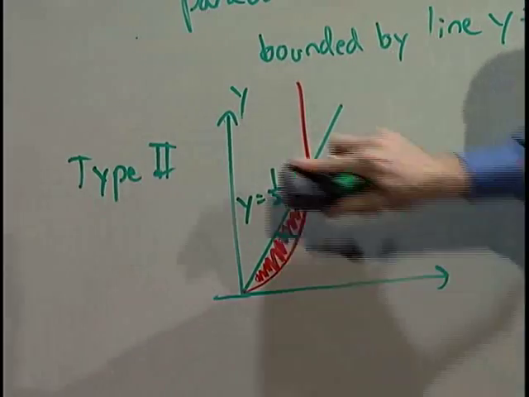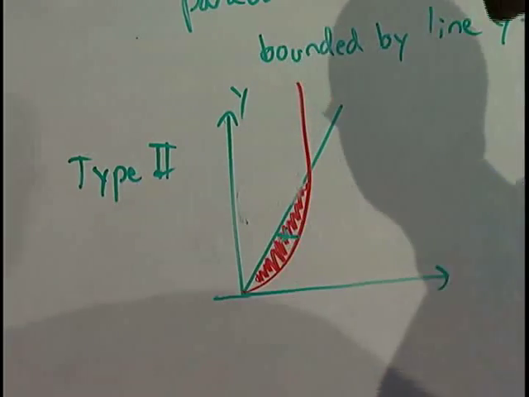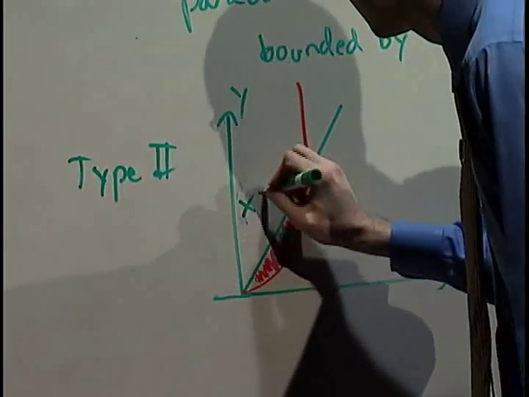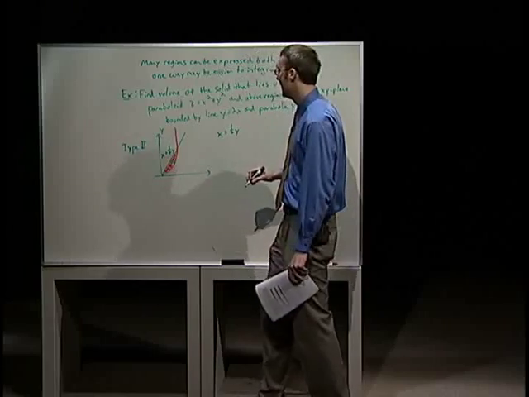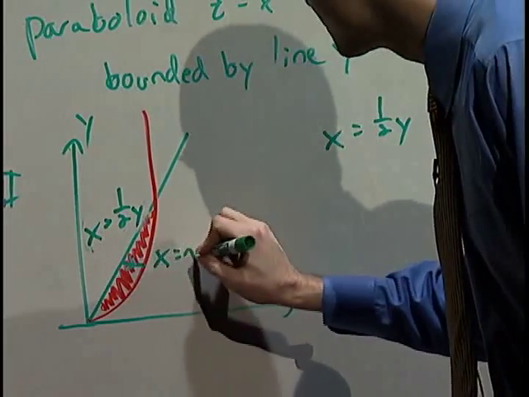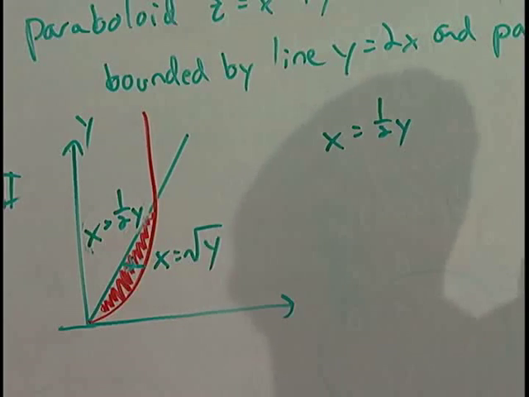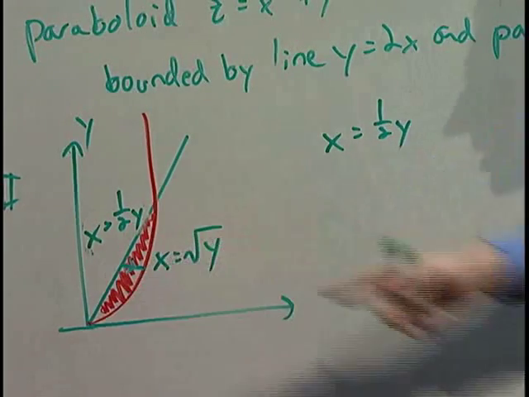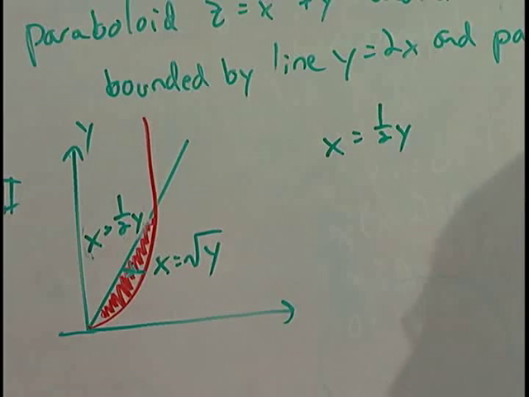So the line now is y equals 1/2 x, or I'm sorry, that's not true. It's actually x equals 1/2 y, because y equals 2x turns into x equals 1/2 y. And then the orange curve becomes x equals the square root of y, because y equals x squared implies x is equal to plus or minus square root of y. We only have positive numbers here, so we don't need the minus, so we can just have x equals square root of y there.